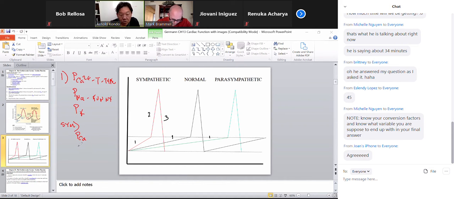Now, if we look at sympathetic input, to cause this depolarization to occur faster, what would we have to do? I'm not going to put all this extra stuff here. What would we have to do to the permeabilities of each of these ions to cause an increase in heart rate? We would have to do what with calcium? Increase.